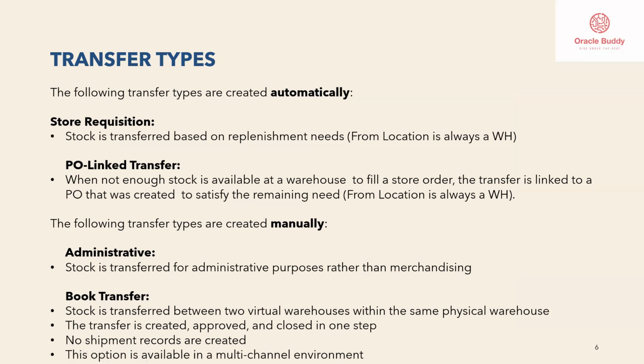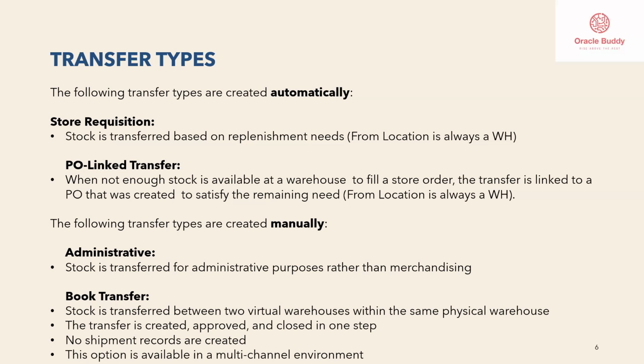Now we will discuss the transfer types. The following transfer types are created automatically. First is store requisition and second is PO link transfer. Store requisition: stock is transferred based on replenishment need, and the from location is always a warehouse. PO link transfer: when not enough stock is available at a warehouse to fill a store order, the transfer is linked to a PO that was created to satisfy the remaining need, and the from location is always a warehouse.